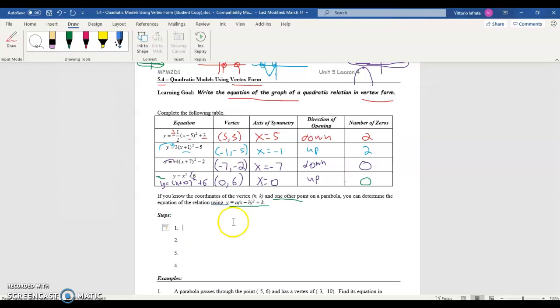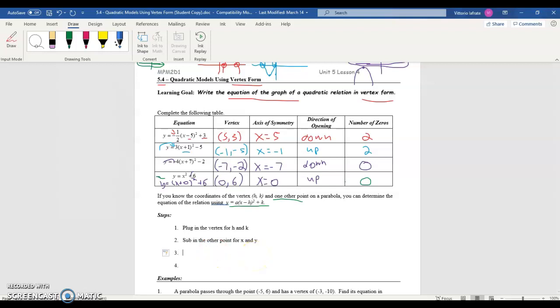So in our first step, when you're asked to find the equation in the vertex form, you want to plug in the vertex for h and k. So if you have the vertex, put in the numbers in the h and k spots if you're given that. Our next step is going to be to sub in the other point that you know for x and y. So you'll be given another point, and you'll put that point into the x and the y accordingly.